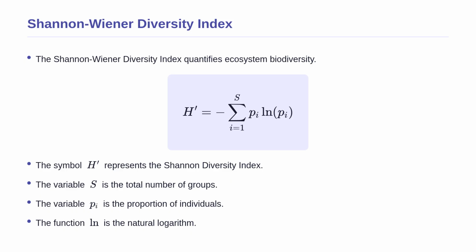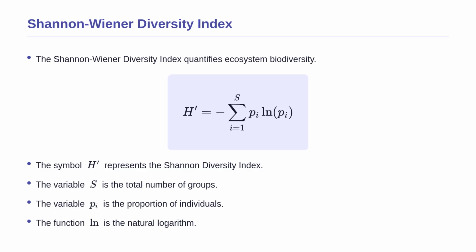H prime represents the final diversity index itself. S stands for the total number of different chordate groups we have classified in the area. The variable p sub i is the proportion of individuals belonging to one specific group, found by dividing that group's count by the total population. Finally, ln is the natural logarithm.